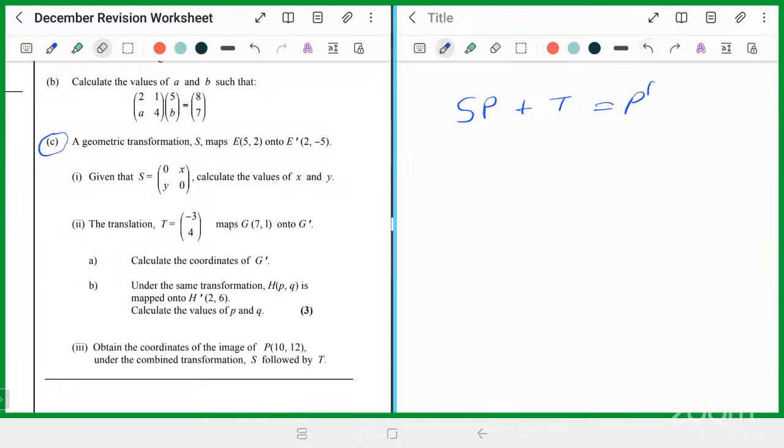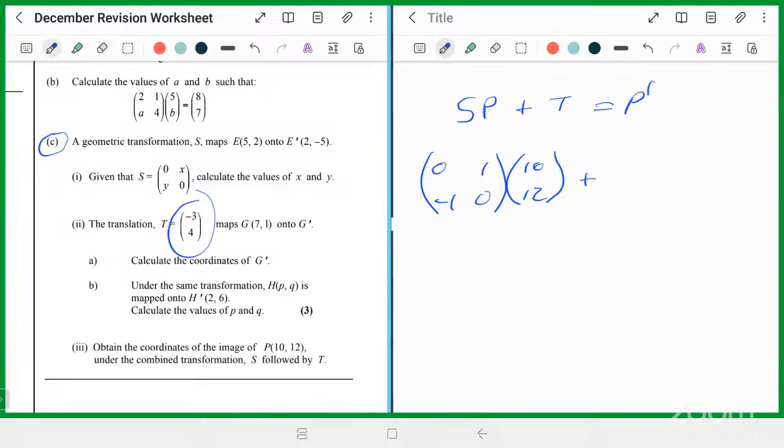So see here, the S was 0, 1, minus 1, 0. Apply that to the point P. P is 10, 12. That's going to work out the S first. And after this works out the S, you're going to add the translation. And the translation was this one over here, minus 3, 4. That is your P prime.